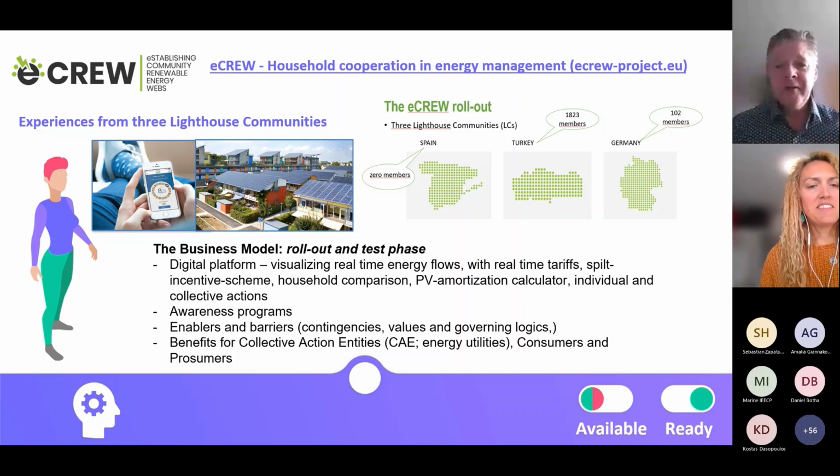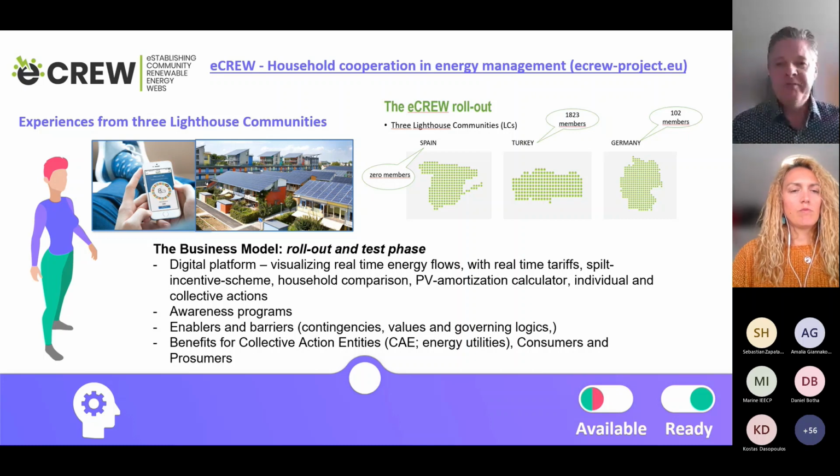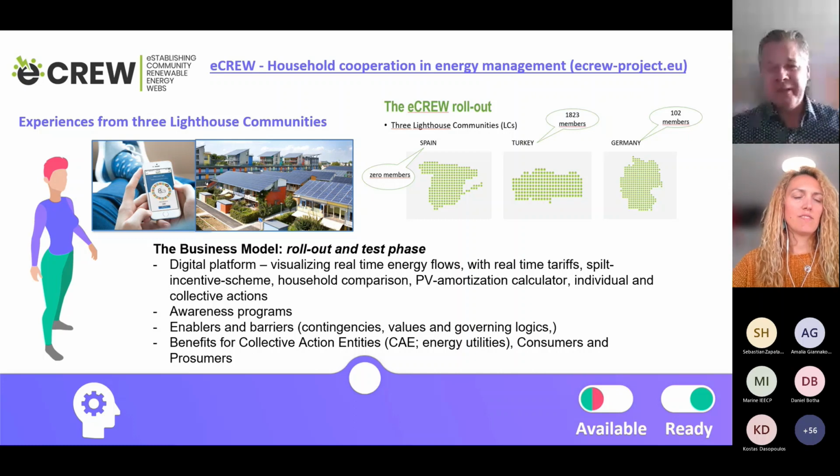This is available. The PV amortization calculator, which means that for prosumers, it's very interesting: when does my PV panel actually pay off? I invested and I want to see if I can sell my excess energy. At what point does my PV installation actually pay off? Even such a calculator we included in our digital platform. However, this is not yet available. We are currently still testing it, and it'll probably be available by the end of the year. Also, the enablers and the barriers. That is something that we are currently setting up, and that will be available within the summer.